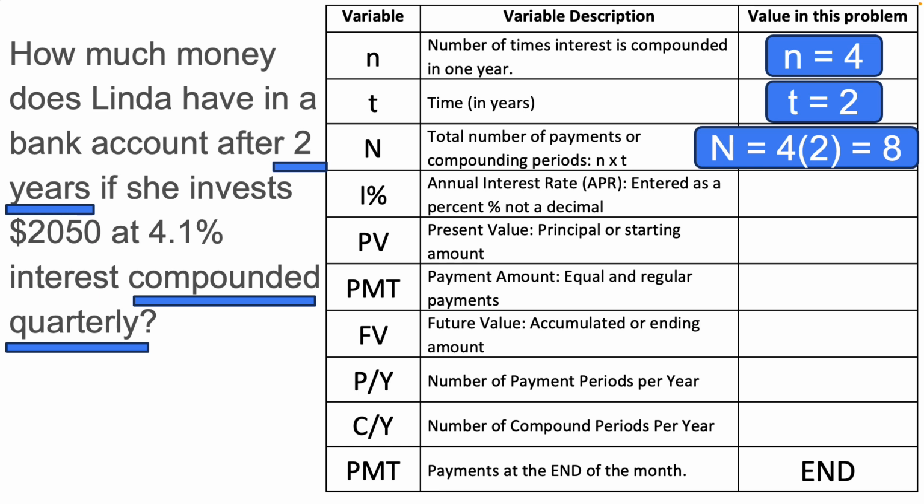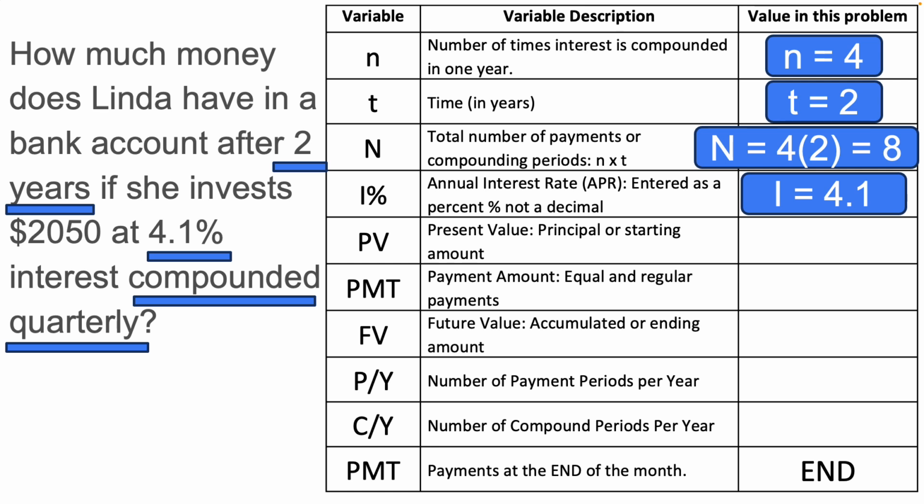Next thing we need to find is I, which is the annual interest rate, and we need to enter it as a percent, not a decimal. That's different than when you're using the formulas. So in this problem, it says she invests $2,050 at 4.1% interest. So I is equal to 4.1.